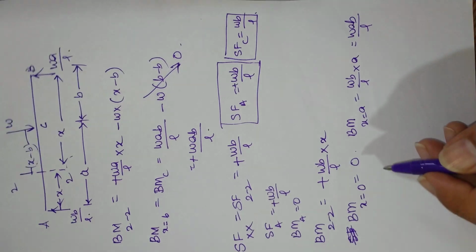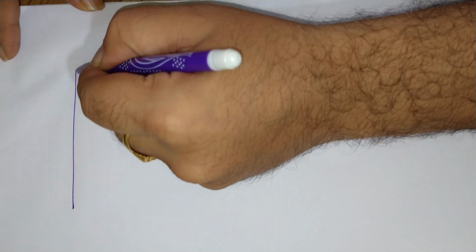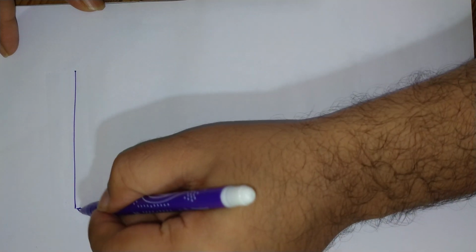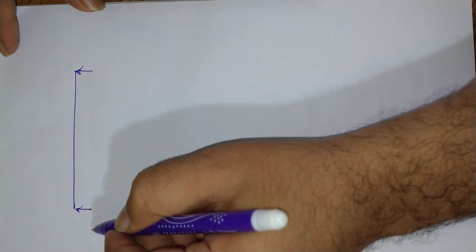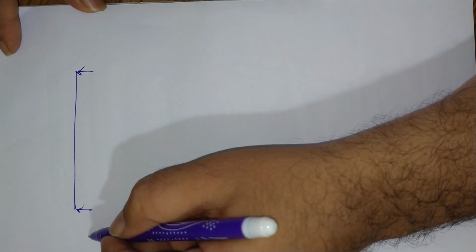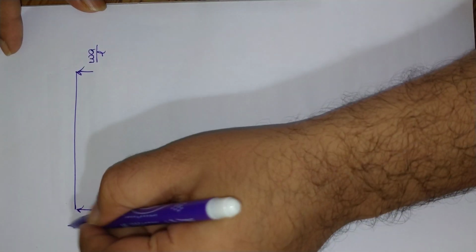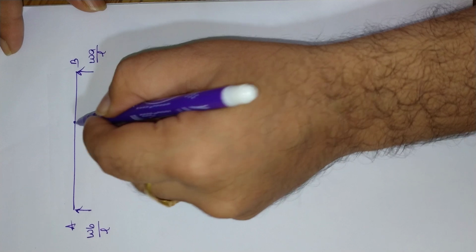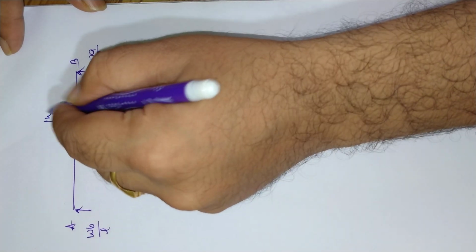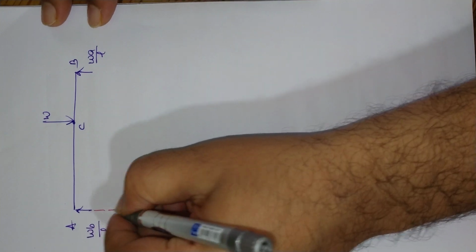Now for this same thing we will just plot the shear force and bending moment diagram. So here we have the beam, the simply supported beam. This is reaction RA and reaction RB. This is WB by L. This one is WA by L. Point A, point B. Here we have point C. This is W. Now I am drawing some development lines here.